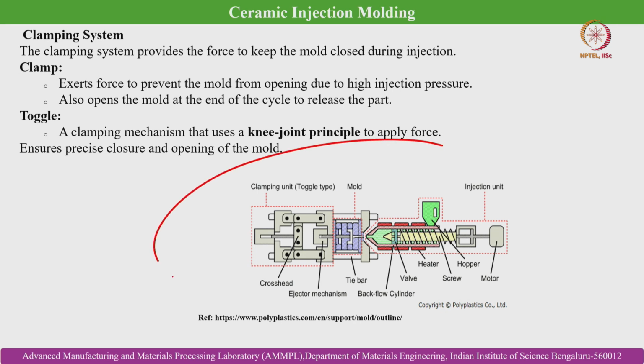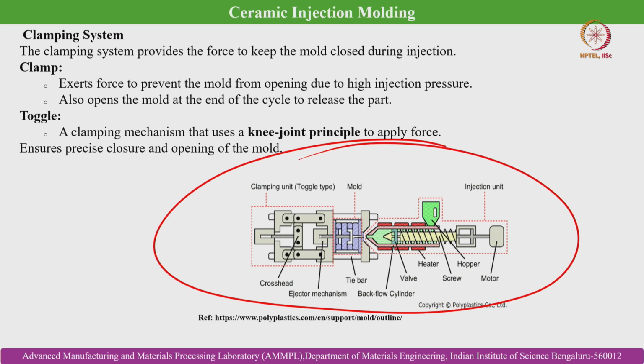So, this is, as a whole, the injection molding unit, where you can see that we have individually discussed the individual parts like the hopper, the screw and the barrel, where the screw rotates and pushes the material into the nozzle entry. So, this is the nozzle entry, and from here it is entering into the sprue. So, this is the sprue.